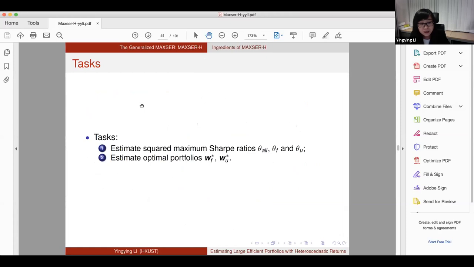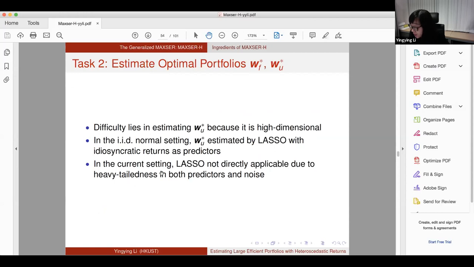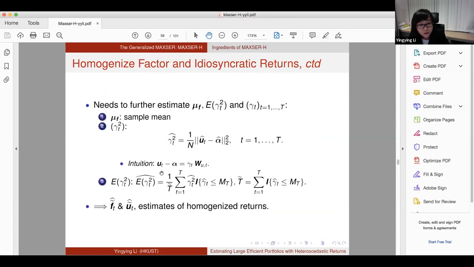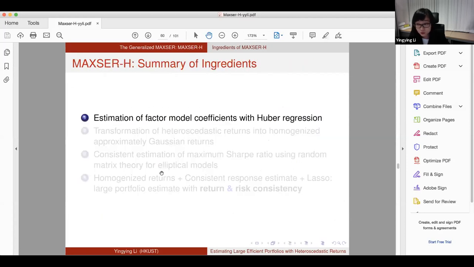And then the main task is to solve the complexities of this heteroscedastic model. This involves quite a lot of details. Due to time limitation, I will not cover all of the details, but rather go to a summary page, and I'm going to give explanations for each of the main steps. The method in fact contains the following main steps. One, estimation of factor model coefficients with Huber regression.